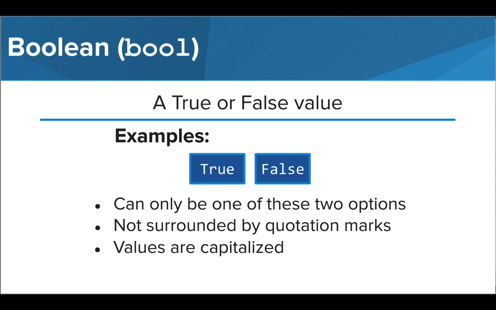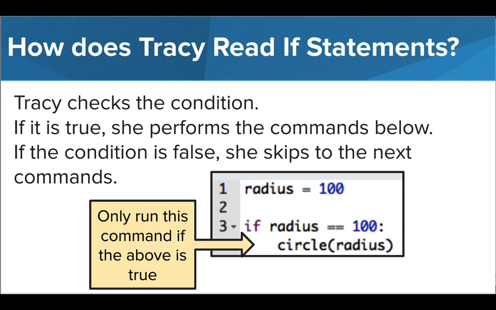Let's look at how Tracy reads if statements. When we give Tracy an if statement, she first checks the condition we gave her. If the condition is true, she performs the commands indented below. If the condition is false, she skips the indented commands and moves on to the commands that follow. The condition she is checking in this case is radius equal to 100, which can evaluate to a Boolean value. The value of radius is 100, and 100 equals 100, so the condition evaluates to true, and the command that follows will be run and Tracy will draw a circle.